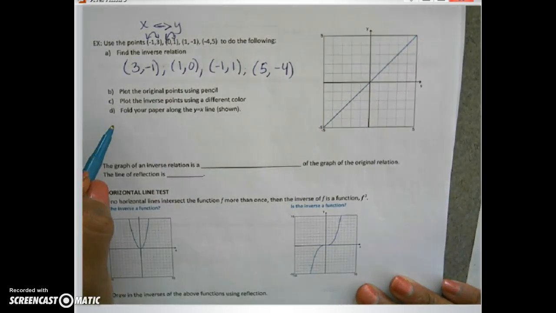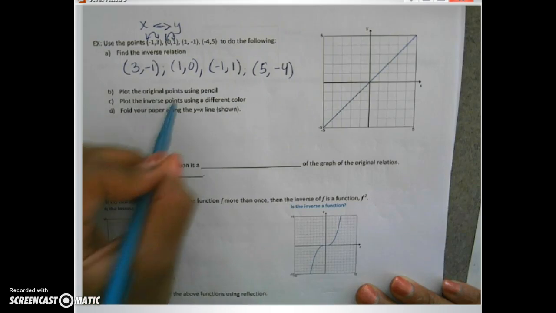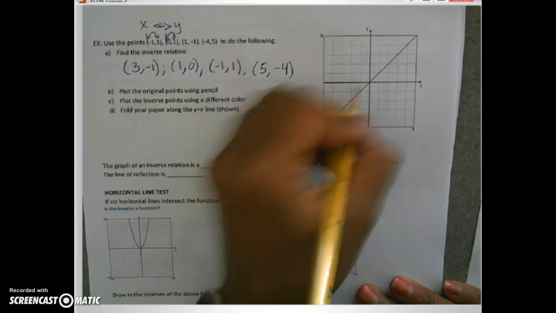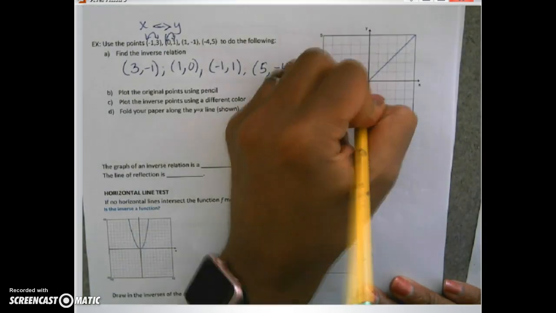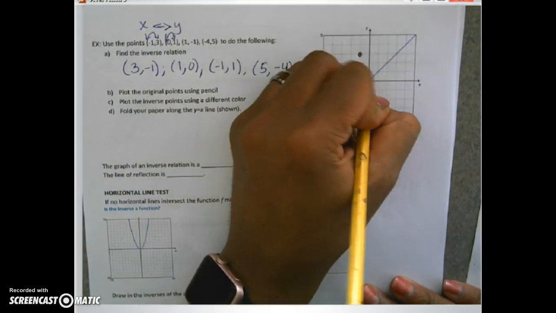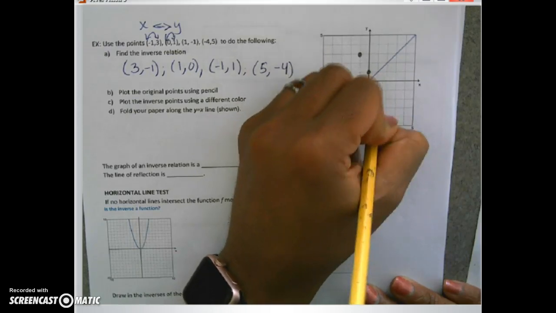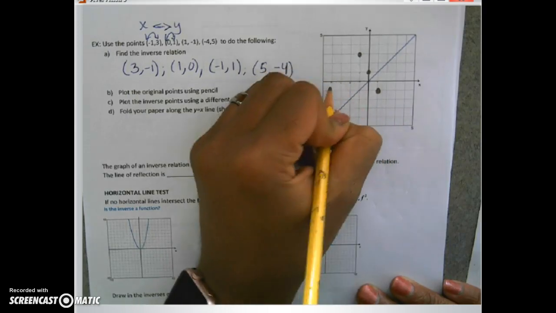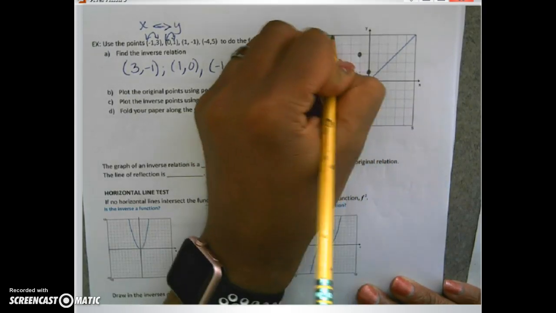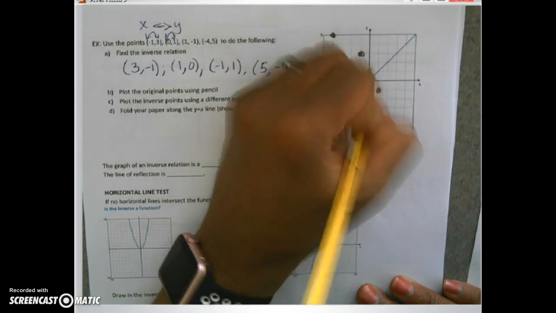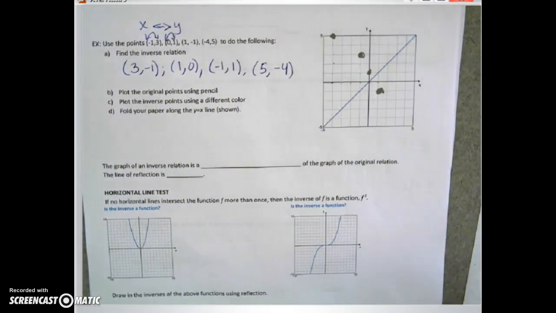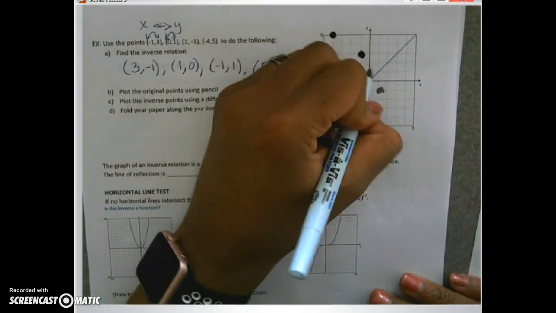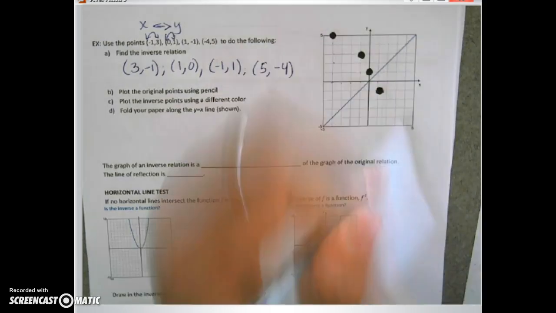Next thing that they would like for us to do is to plot the original points using pencil. So here's a pencil, the original ones, negative 1, 3, 0, 1, 1, negative 1, and then 1, 2, 3, 4, 1, 2, 3, 4, 5. Now, be bold. Trust me on this one. You want to be really, really bold. In fact, I'm going to be so bold, I'm going to go over this in black ink to make sure that they show up.